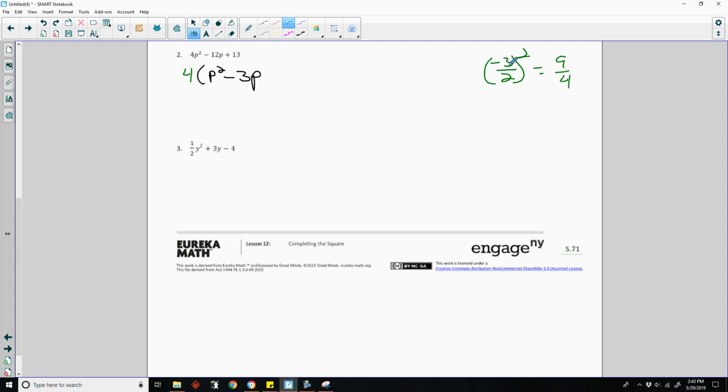Anyway, if I take half of that, then that's going to be, let me close this parentheses and put plus 13 here first. So I've just factored out a 4. Now I'm taking half of b and squaring it. So that's going to end up being, I'm going to represent it as this, minus 3 halves squared. So I'm going to add 4 times 3 halves squared.